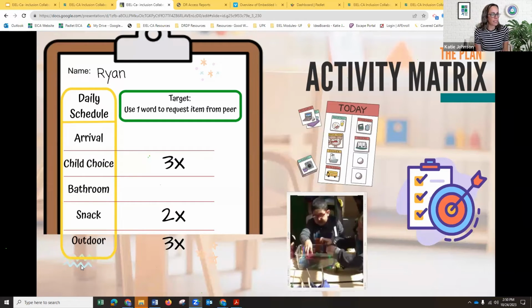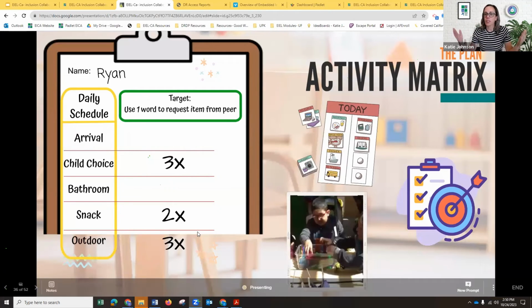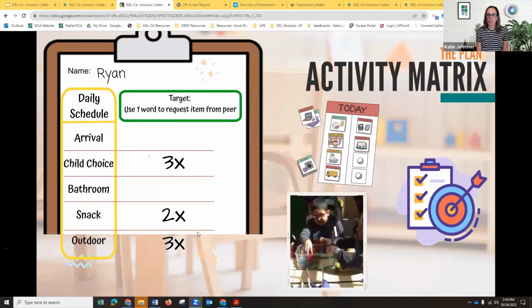Yep, I'm seeing yeses all around. Okay. The team also decided they want to do it 3 times during child choice, 2 times during snack, and 3 times during outdoors, again using a word to request an item from a peer. Does that feel like that would be manageable for the staff or a classroom to give these opportunities to Ryan? It sounds appropriate. It sounds possible. We're not saying 1 opportunity, which isn't going to help Ryan, and we're not saying 25 opportunities, which is going to be far too many for a teacher to be able to implement.